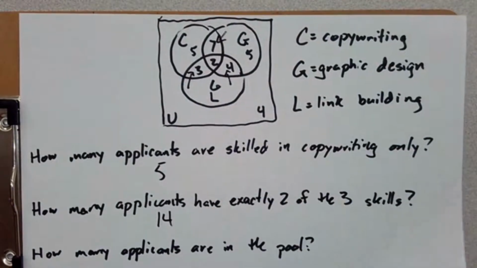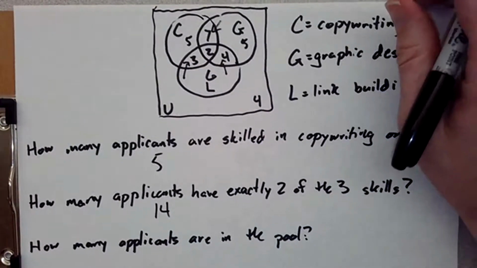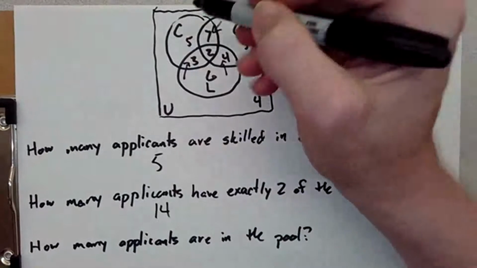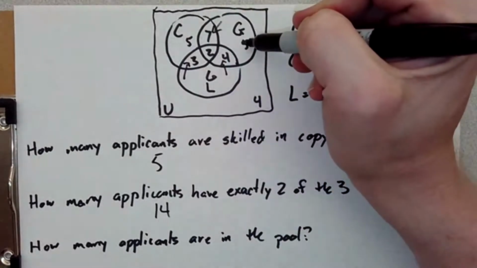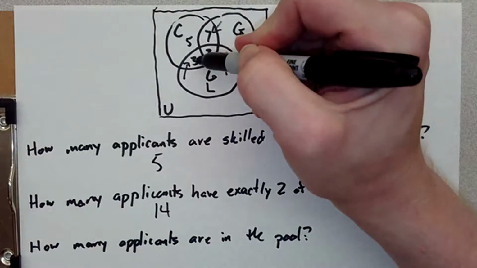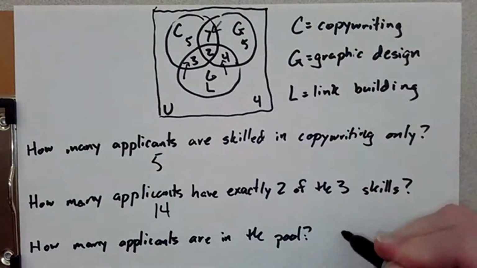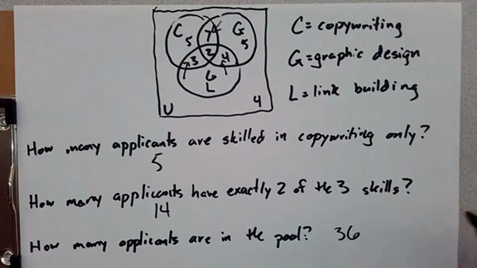Finally, we're asked how many applicants are in the pool, and for that, we're just going to add up every number in the whole thing. 5 plus 7 is 12, plus 5 is 17, plus 4 is 21, plus 2 is 23, plus 3 is 26, plus 6 is 32, plus 4 is 36 applicants in the pool.